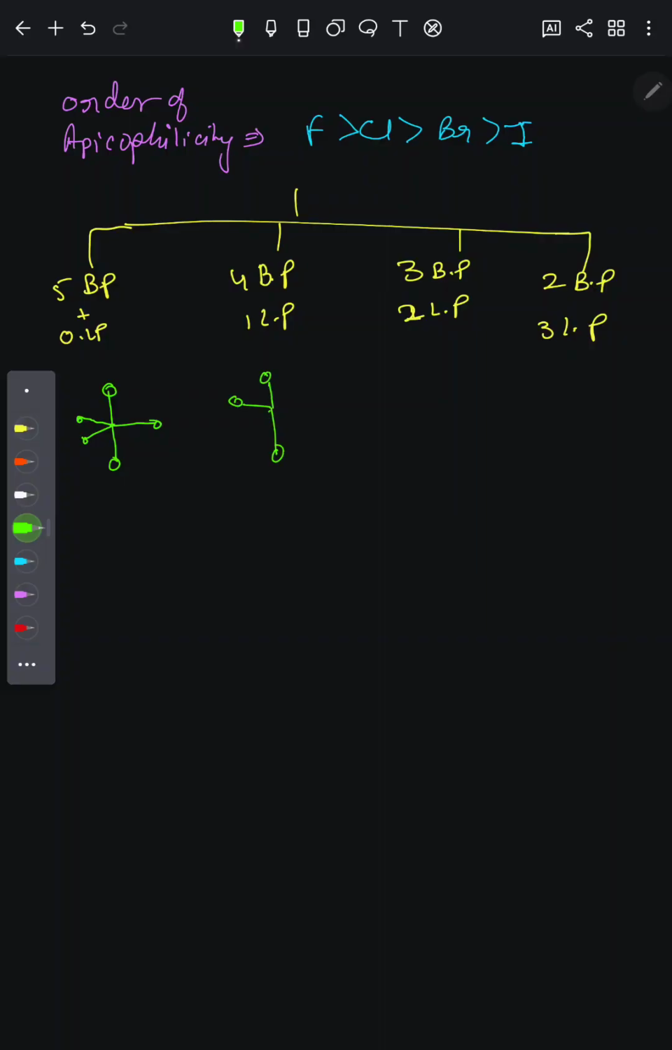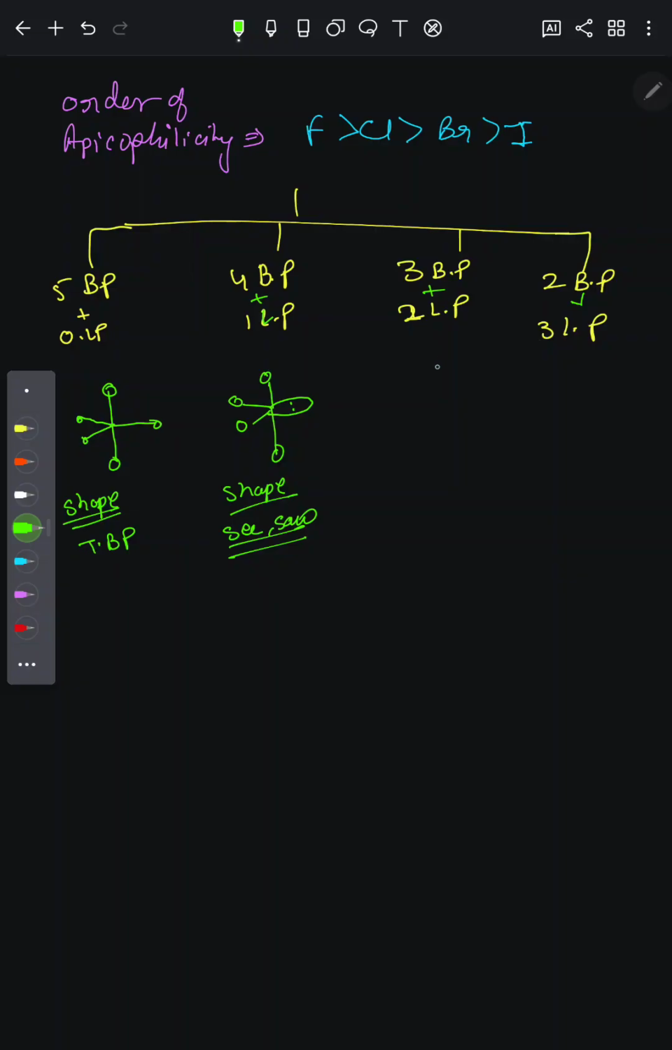And if four bond pair and 1 lone pair are present, this is the structure of the geometry. Its shape will be seesaw. What's a seesaw? It's just like a seesaw shape. 1 will be here and 2 will be in this direction. So this is just like a seesaw. Here 1 lone pair and 4 bond pair are present.